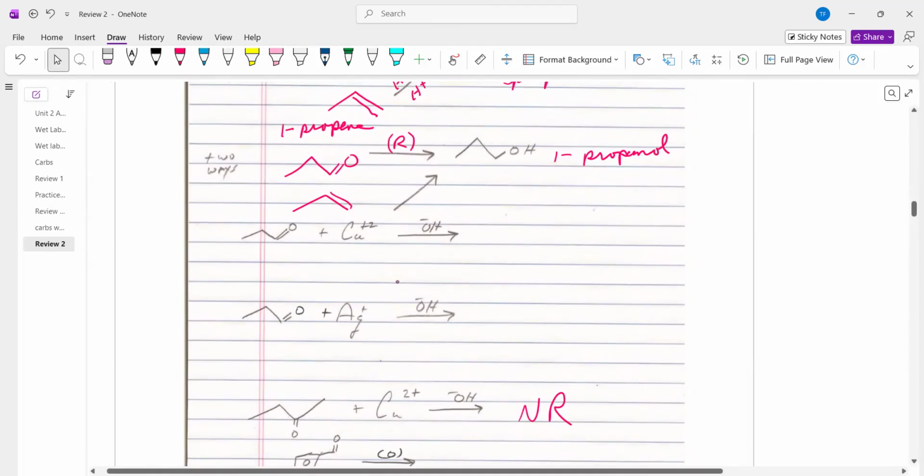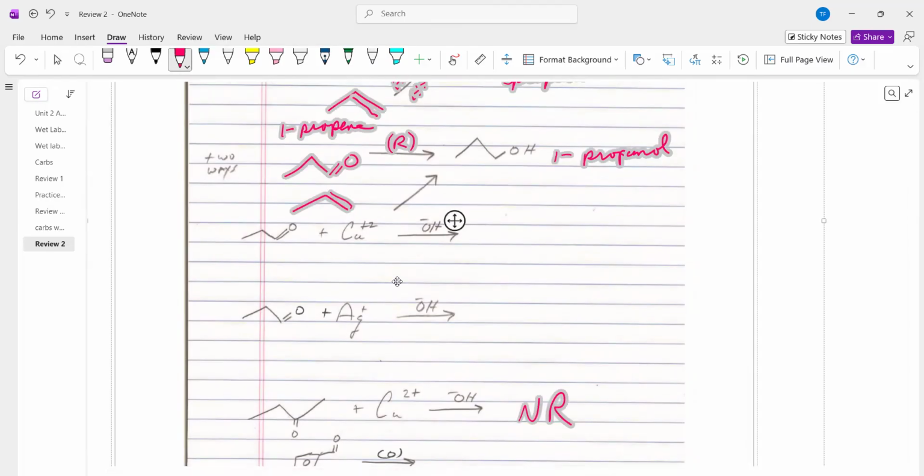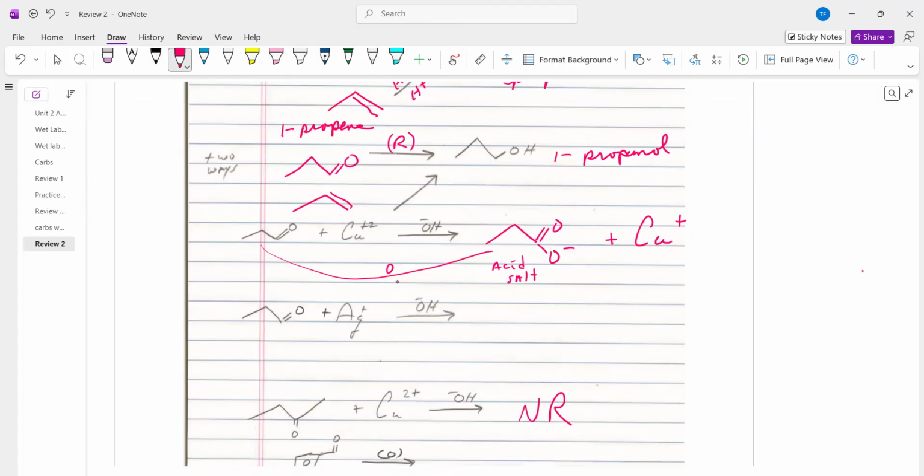You can, however, oxidize an aldehyde to the acid. So we've got a 3-carbon aldehyde, so we're going to end up with a 3-carbon acid. And it's in an alkaline environment, so it's the acid salt. And we're going to reduce the copper to a +1. So, you just need to name this acid salt. This is being oxidized. This is being reduced.